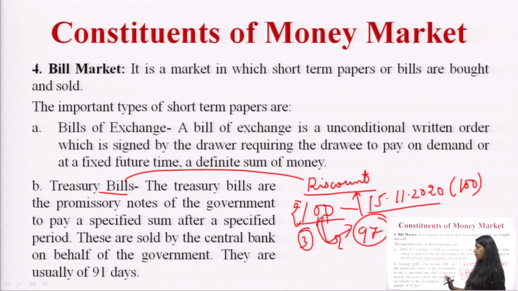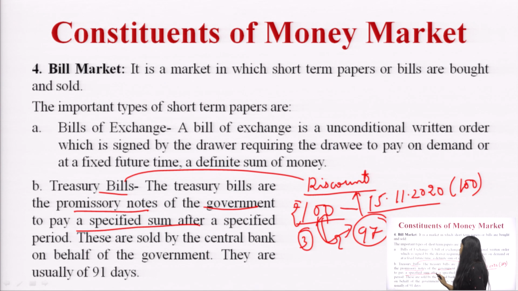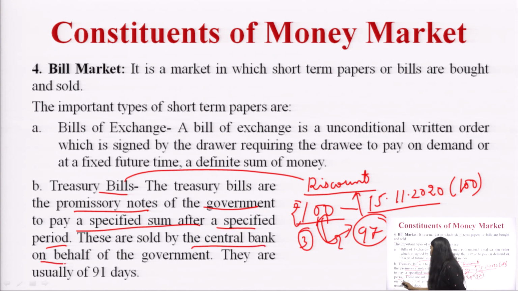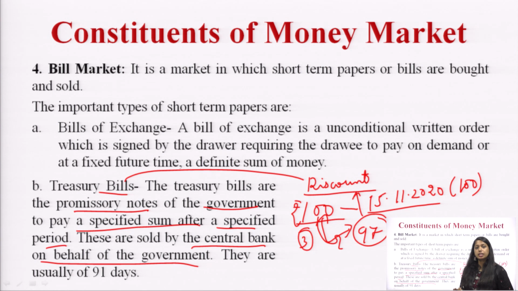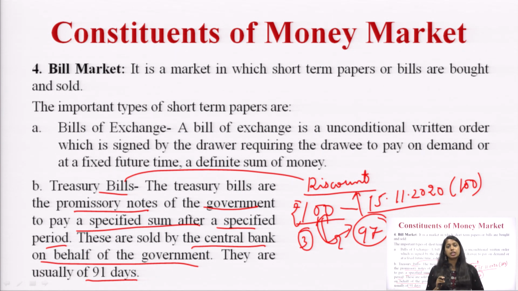So, let us move to the definition and try to understand the concept. Treasury bills are the promissory notes of the government to pay a specific sum after a specific period. So this is what the government says, that you have to pay a specified sum after a specified period. These are sold by the central bank on behalf of the government. So, who is the selling authority? The RBI is the selling authority, and they are usually of 91 days. Generally they are of 91 days, but you have two other treasury bills also. One is of 182 days and the second is of 364 days.